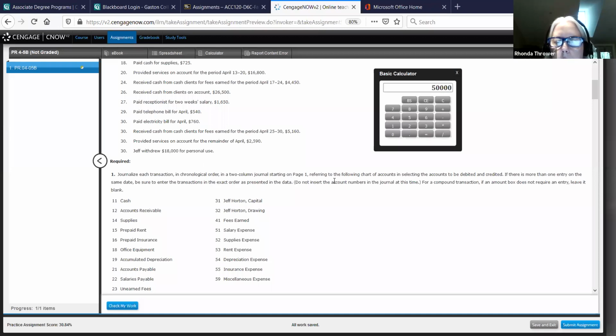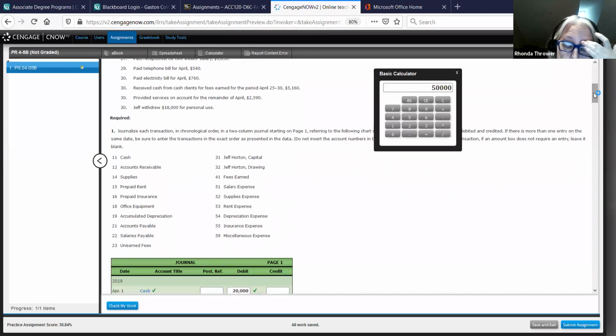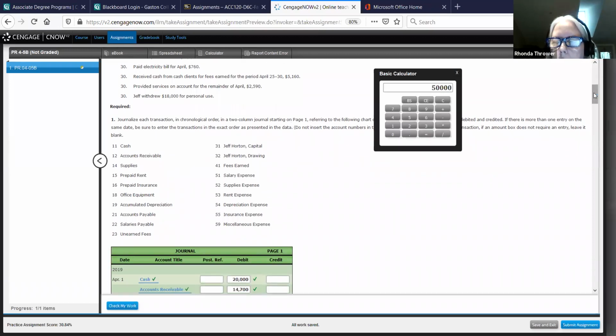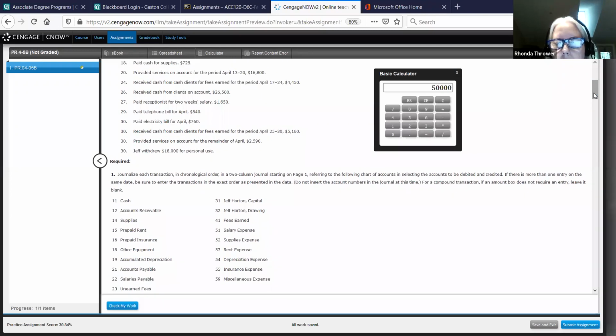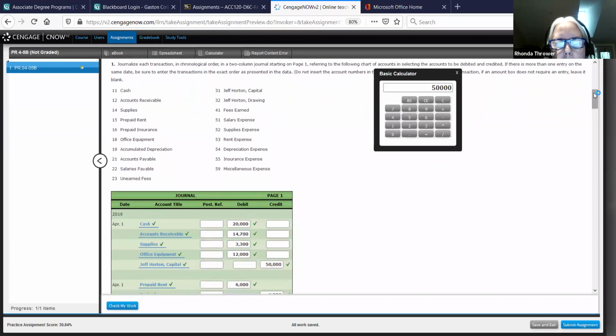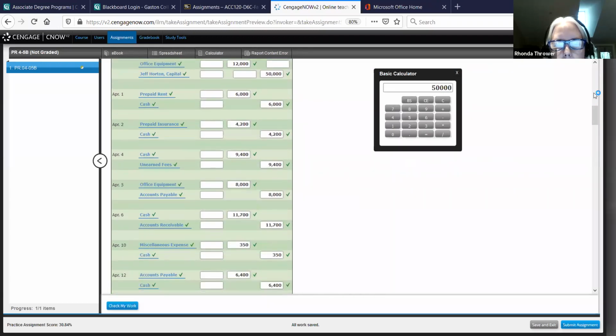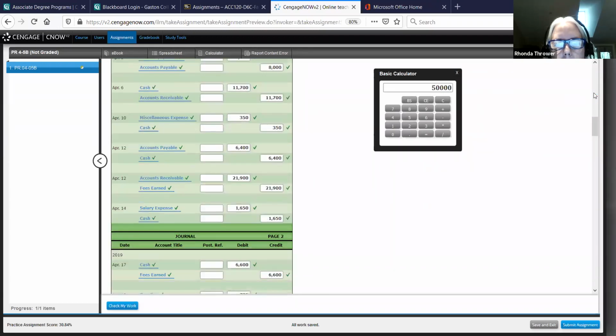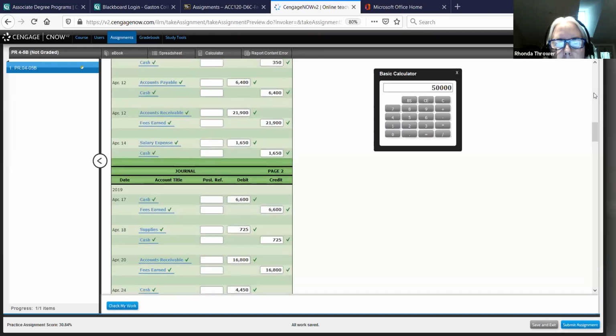We just got through doing that. And they want you to refer to your chart of accounts. This is your chart of accounts here. So you needed that, especially when you had to throw some of those special accounts in your miscellaneous expense account. So we're through with requirement number 1. And so we want to move on to requirement number 2.